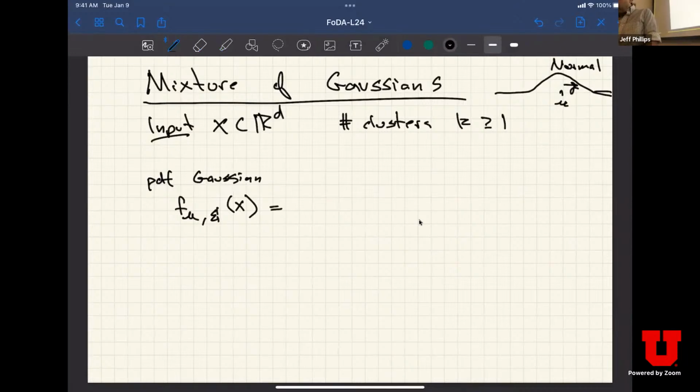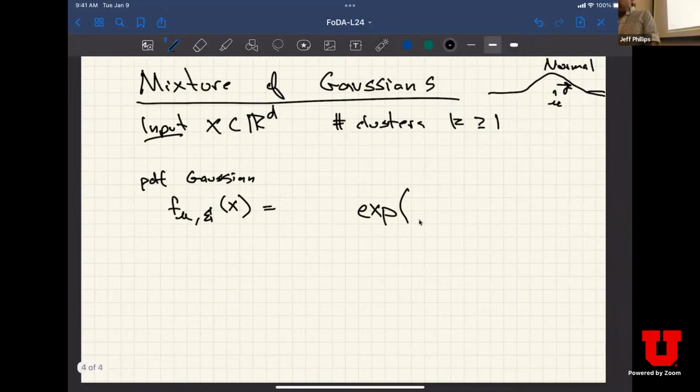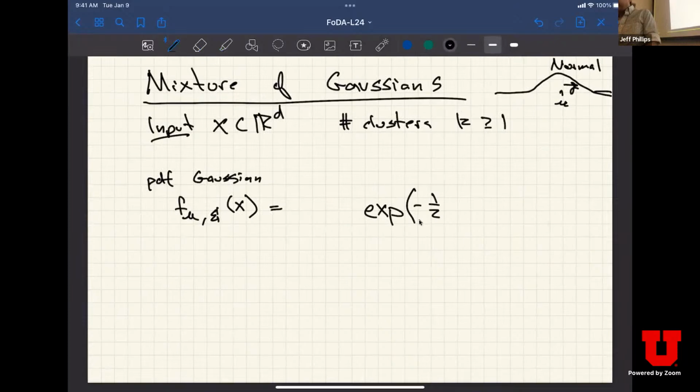This is going to look like the Gaussian representation. It's e to some power, which I'm going to write as exp, of minus 1/2 times (x minus mu), where mu is a vector in R^D, transposed, times sigma inverse, the inverse of sigma. That means sigma needs to be in R^(D times D): a square matrix that has to be invertible, a D by D square matrix, times (x minus mu).